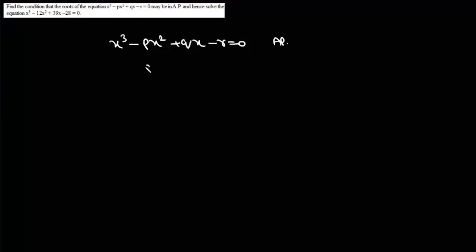Now here the question is, find the condition that roots of the equation x cube minus px square plus qx minus r equals 0 are in AP, and hence solve this given equation. Now suppose roots of this equation are a minus d, a, and a plus d. Now if we write S1, which is sum of roots alpha plus beta plus gamma, we'll get 3a equals p, or a is p by 3.